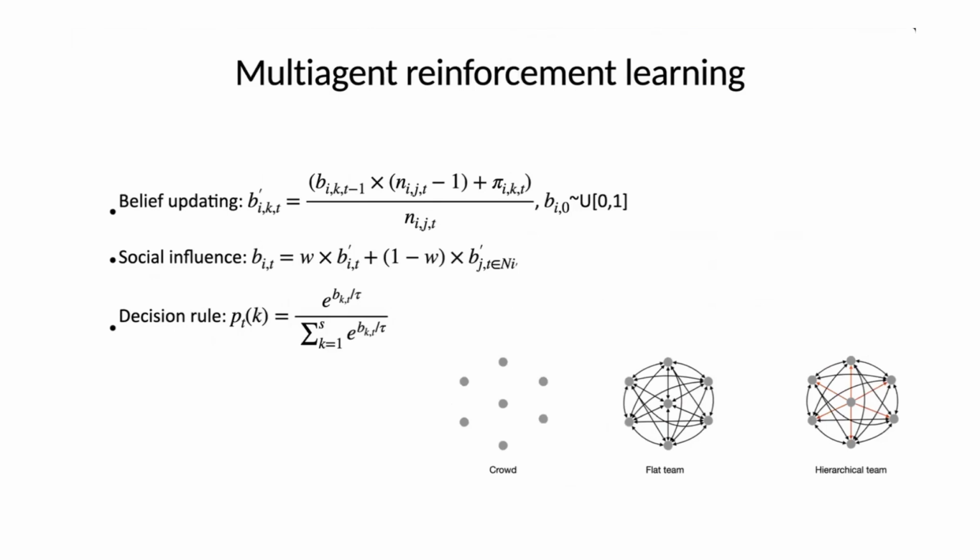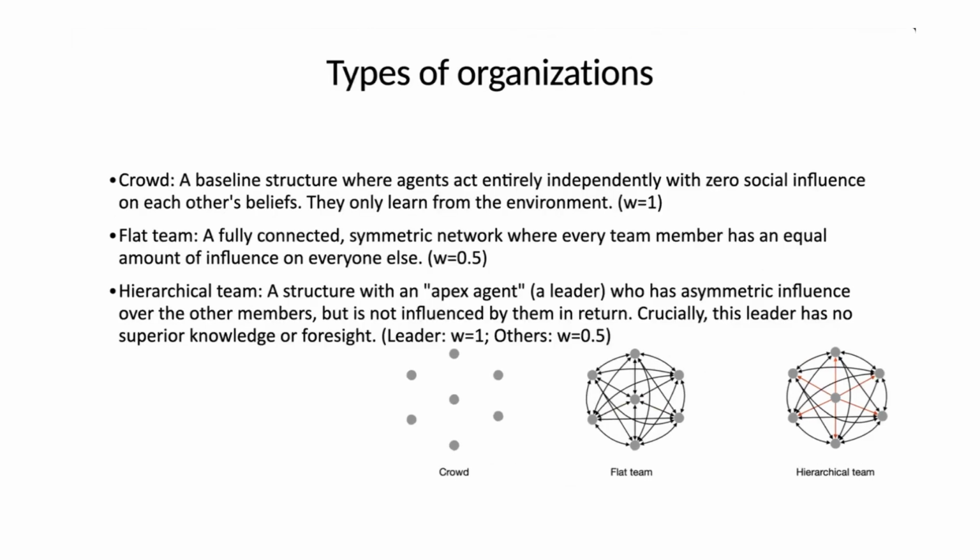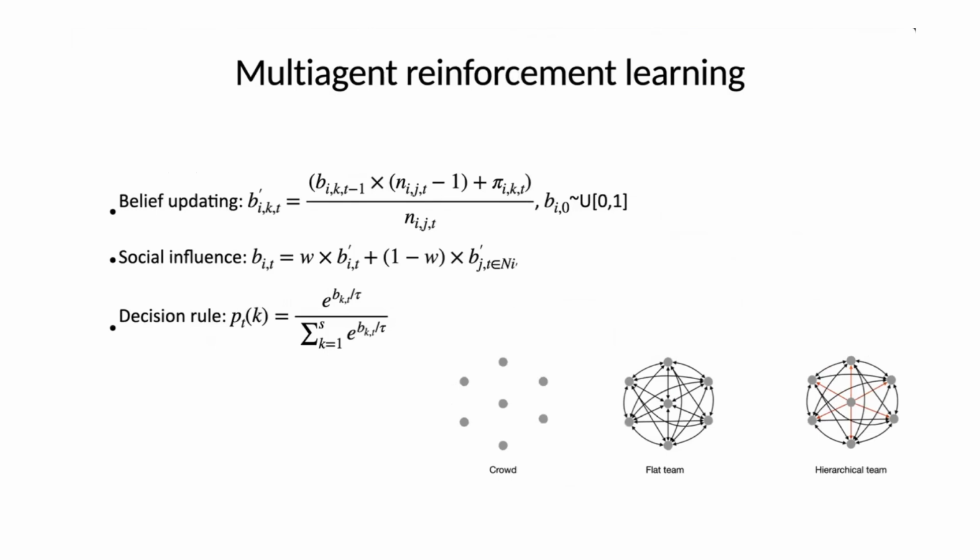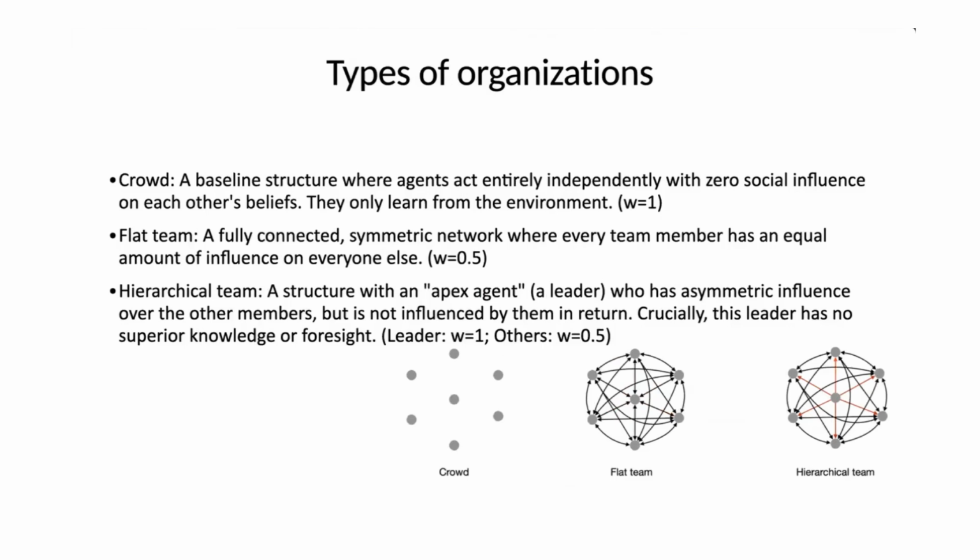Go back here. If the W is 1, then 1 minus W will be 0, meaning that only the individual belief matters here. No social influence for the crowd. Each agent in the crowd acts on their own. On the contrary, we have the extreme case of the flat team, which is a fully connected symmetric network, where every team member has an equal amount of influence on everyone else, and the weighting is set to be 0.5 here, meaning that the belief from the other agents in the same organization has the same weighting as the individual belief, and you add them together for the belief for this particular individual. So this is the flat team. Everyone is just simultaneously influencing each other.